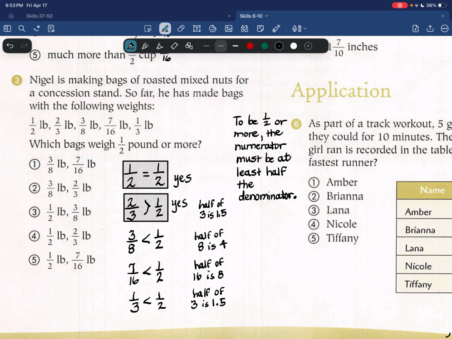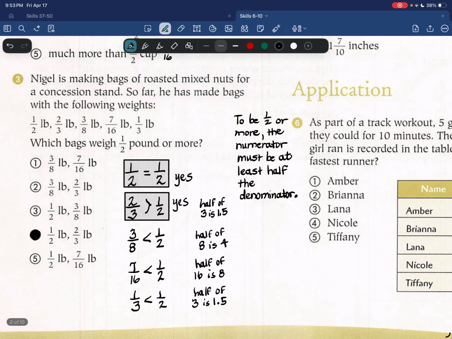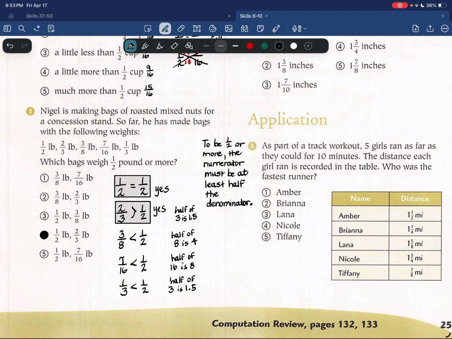And I like answer 4. The 1/2 and the 2/3. Again, if you can do that mentally without having to write all this down, that is fine. And there are other ways to do it, but I think that's the easiest. I won't say the easiest, but it's the fastest way.